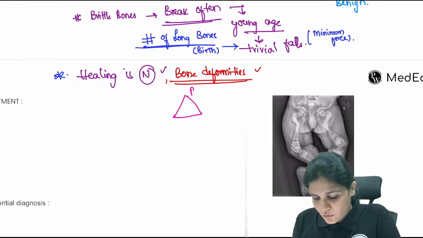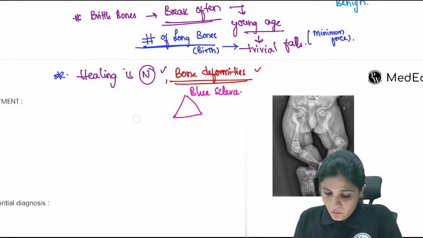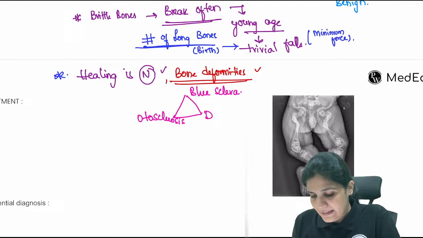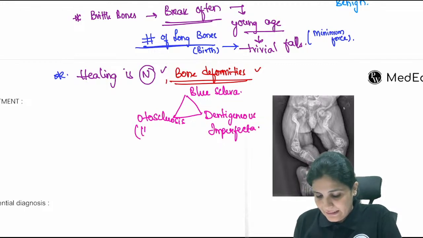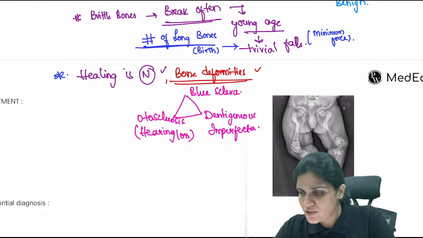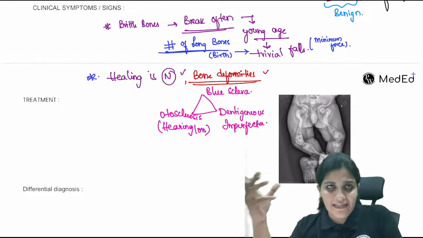What is the triad? The triad is blue sclera, then fractures, and then otosclerosis, and dentinogenesis imperfecta. So there is a problem with the teeth, there will be hearing loss, and then you will have the blue sclera. So this is all you see. Yes, you're right: blue sclera, generalized osteoporosis, and dentinogenesis. Osteoporosis is where the bone is again softened.